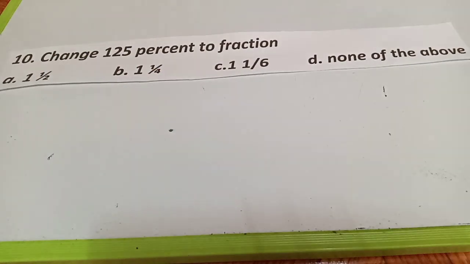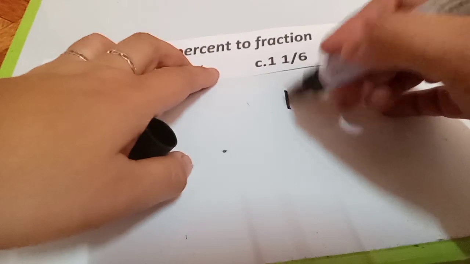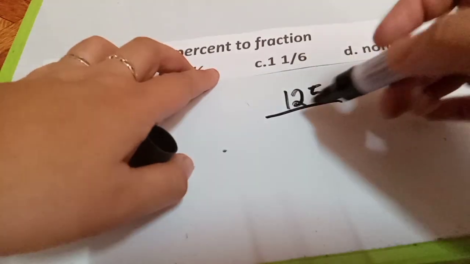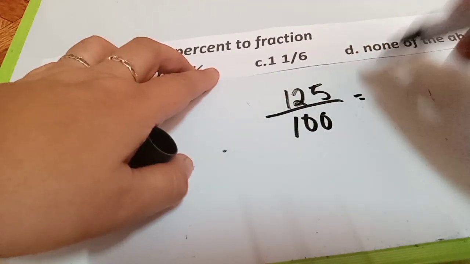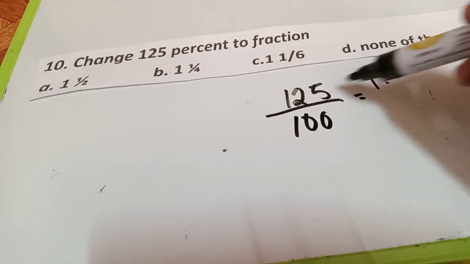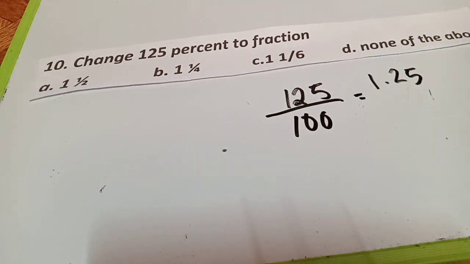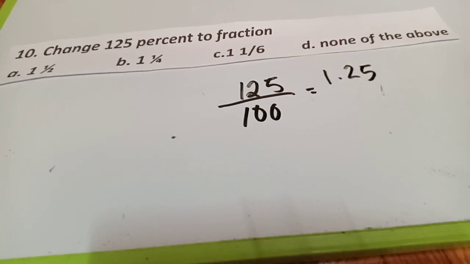Okay, change 125% to fraction. What is the secret way in order for you to answer into fraction? So again, 125 is always divided by 100. So move the decimal places. It will become 1.25. How will you change that into fraction?